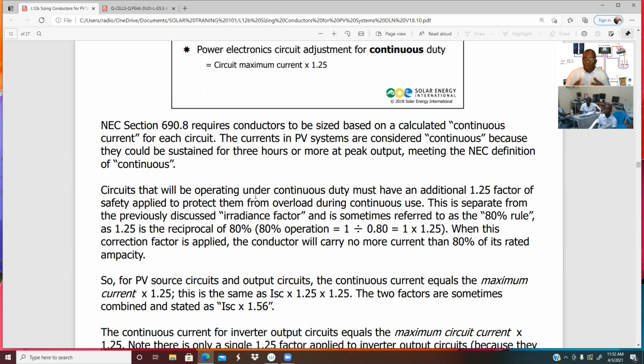Now, a circuit that will operate under continuous duty must have an additional 1.25 factor. They're saying even though when you find your maximum, there is a possibility of adding another 1.25, so that in case there is a continuous load, the circuit will not be destroyed. The circuit will be able to withstand that continuous pressure. Do we have that? I'm going to continue to read because we may understand it as I continue to read.